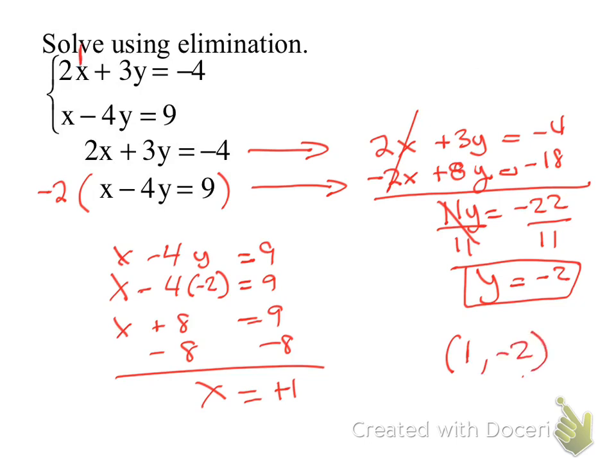Does that work? If this is 1 and this is -2. 2 plus -6 makes -4. 1 plus 8 equals 9. It works. Questions?